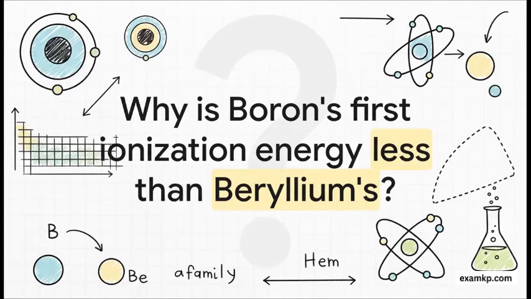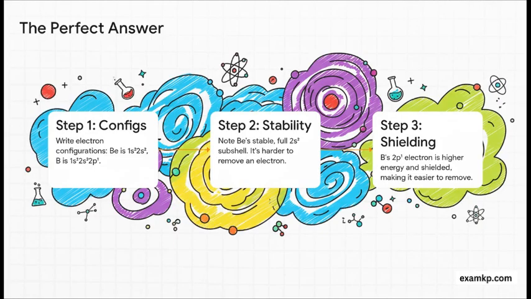Hey, does this look familiar? It should. We literally just talked about this. This is a perfect example of how examiners check if you really understand this stuff, not just if you've memorized it. So let's break down the perfect answer step by step. Okay, the very first thing you should always do is write out the electron configurations. It immediately shows you what's going on.